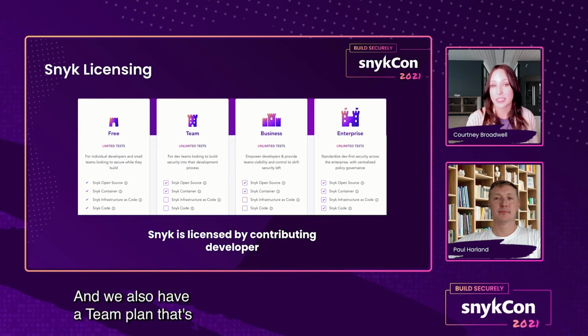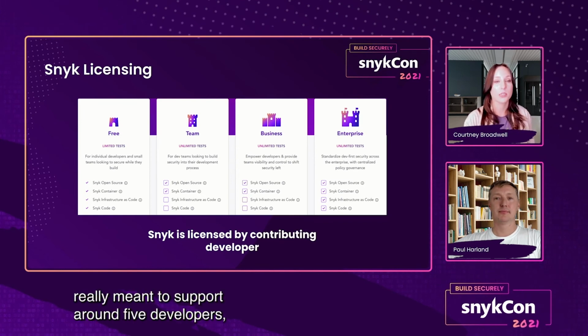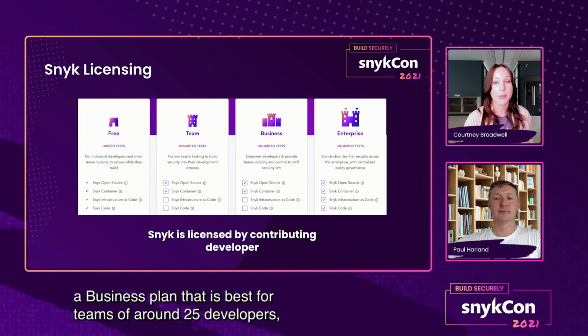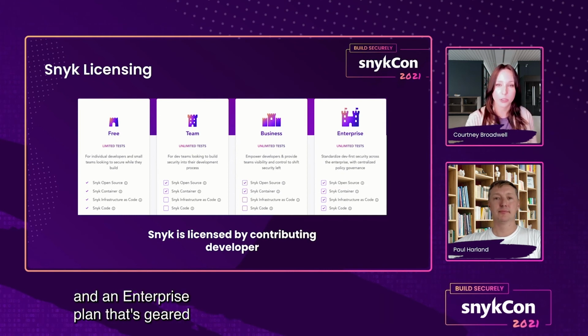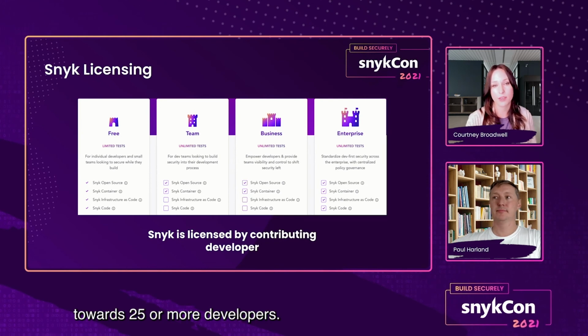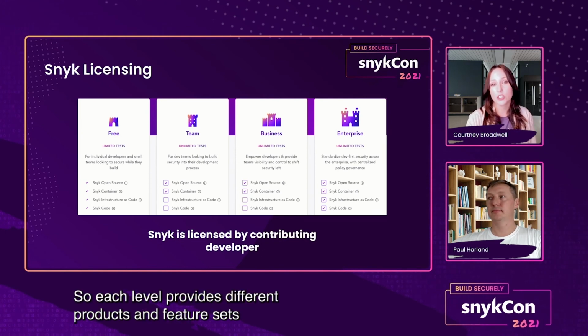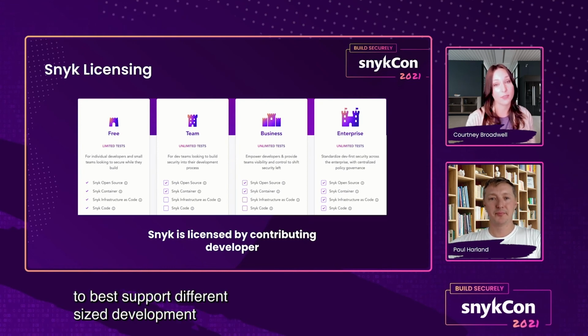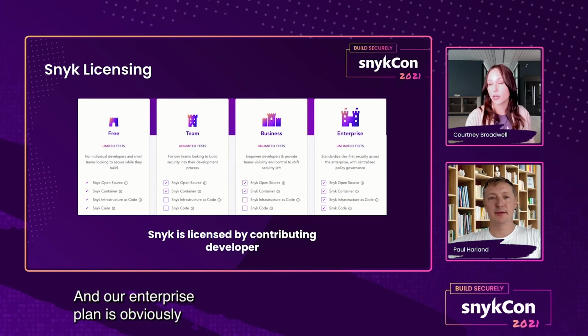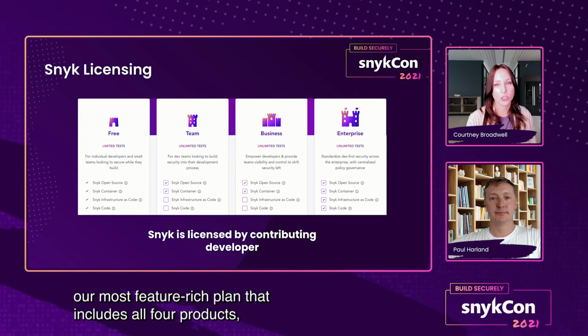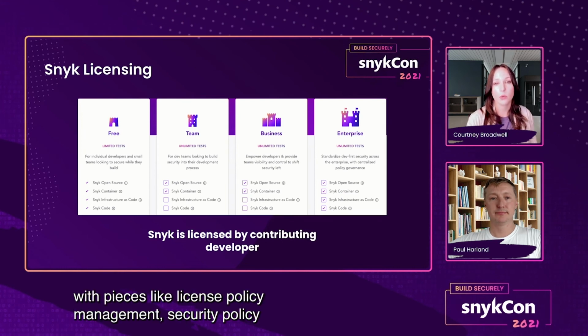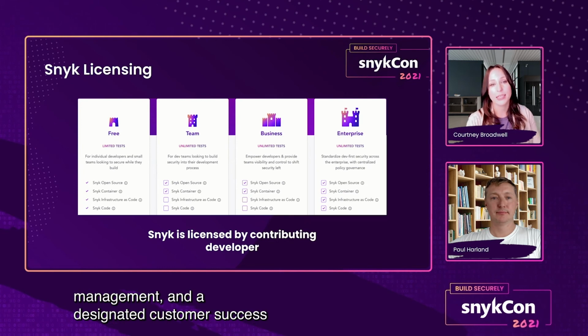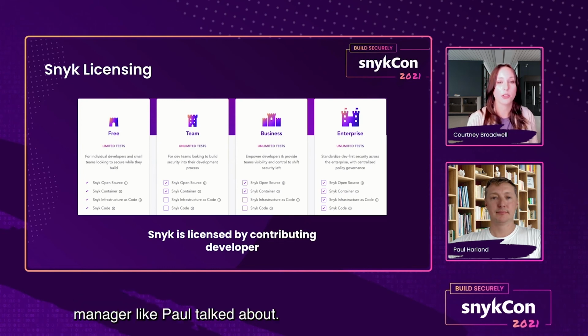And we also have a team plan that's really meant to support around 5 developers, a business plan that is best for teams of around 25 developers, and an enterprise plan that's geared towards 25 or more developers. So each level provides different products and feature sets to best support different size development teams and their needs. And our enterprise plan is obviously our most feature-rich plan that includes all 4 products with pieces like license policy management, security policy management, and a designated customer success manager like Paul talked about.